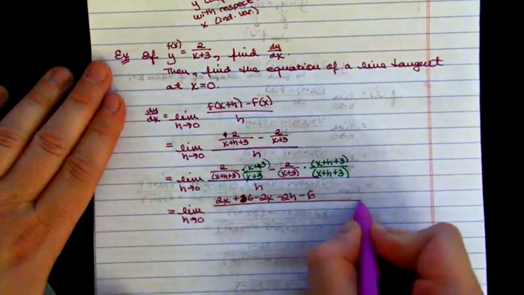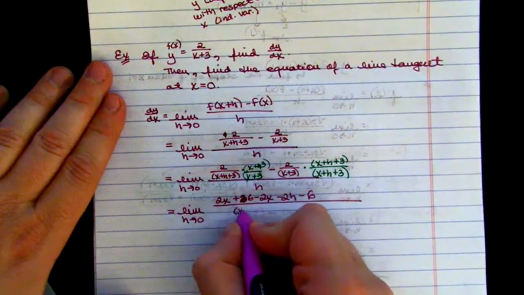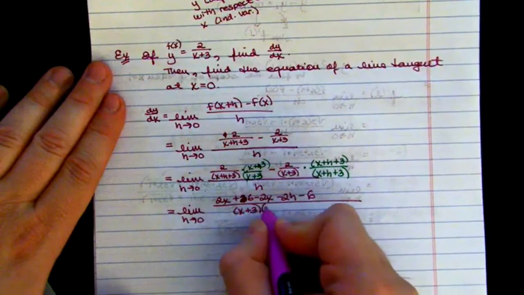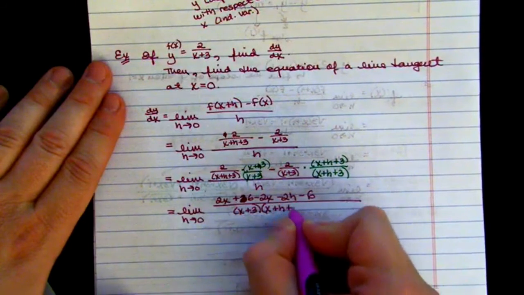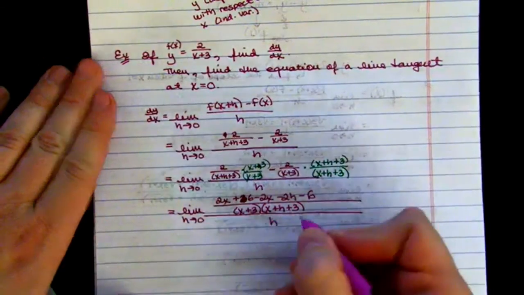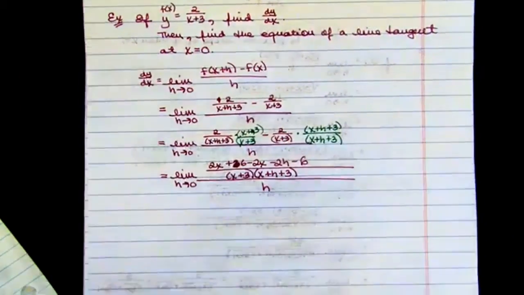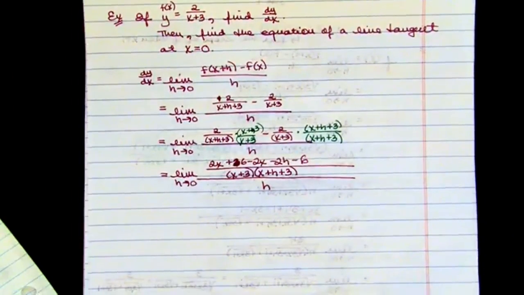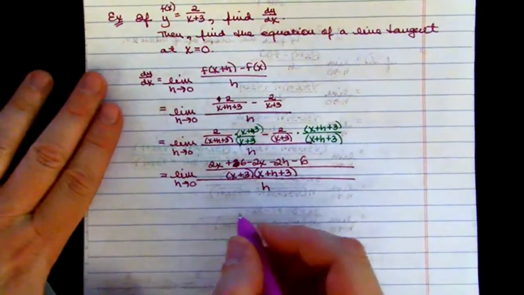It might be time for a nap. Over x plus 3, x plus h plus 3. And then this whole thing is over h. So after just some distributing in the numerators, you're going to get 2x plus 6 minus 2x minus 2h minus 6 over, leave your denominator factored, x plus 3 times x plus h plus 3, all over h.